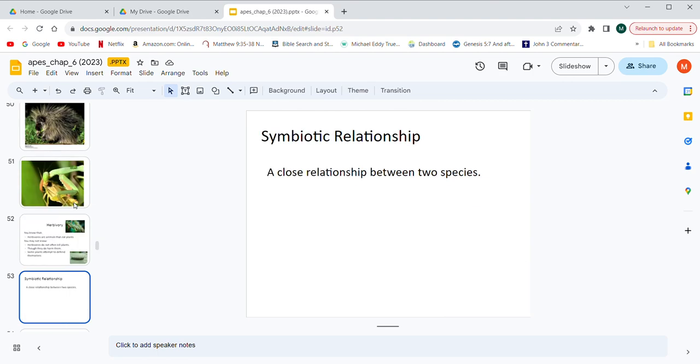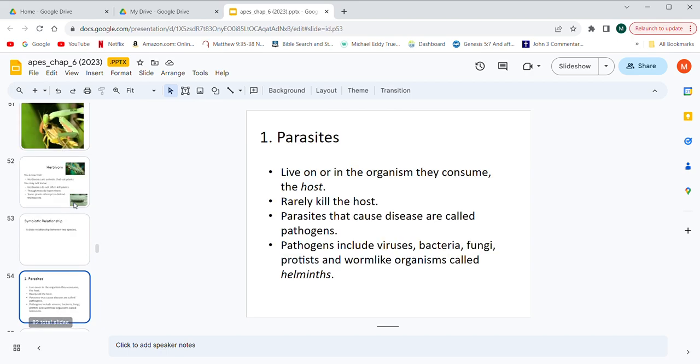Then there's, of course, symbiotic relationships. These are close relationships between two species where sometimes they benefit, sometimes they don't. Parasites are an example where they don't benefit. A parasite will live off the organism they consume, their host. They rarely kill the host, because if they kill the host, they usually kill themselves. Parasites do often result in disease. They do carry disease, and so there's harm to that host as a result.